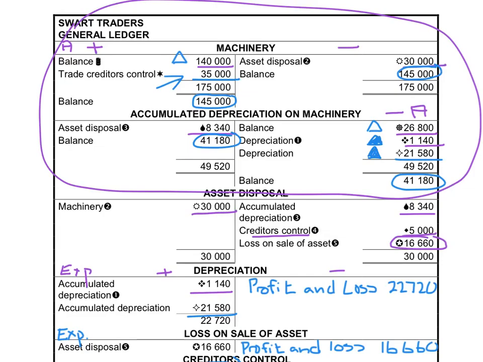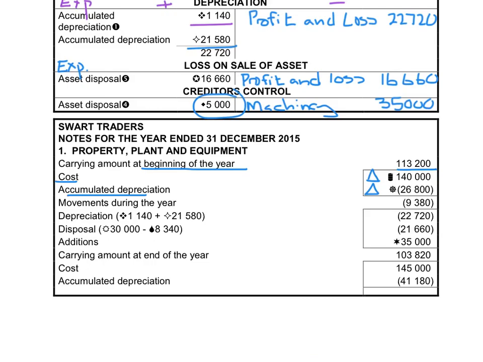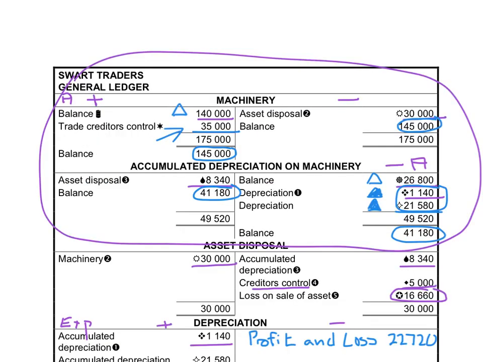All the amounts in my machinery and accumulated depreciation account must be transferred to the note. So we will transfer both these figures as depreciation to the note. And we will indicate that the depreciation will reduce the value of my asset with 22,720.